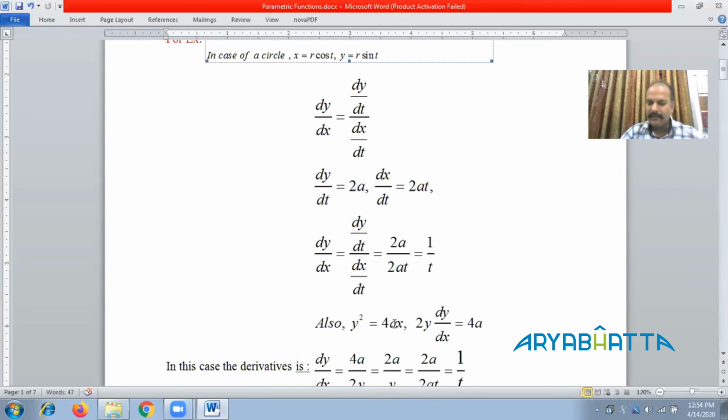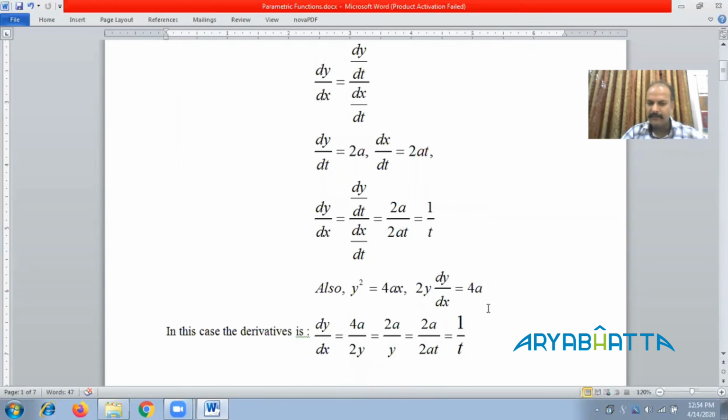You have y square equal to 4ax. If you simply differentiate, it will be 2y dy upon dx equal to 4a. That means dy upon dx will be equal to 4a upon 2y, that is 2a upon y, and if you put the value of y here, this is 2at, so it comes down to the same 1 upon t. That means there is no difference in finding the derivative directly or in the parametric form. The only thing is, it's not always easy that you eliminate this other variable t.